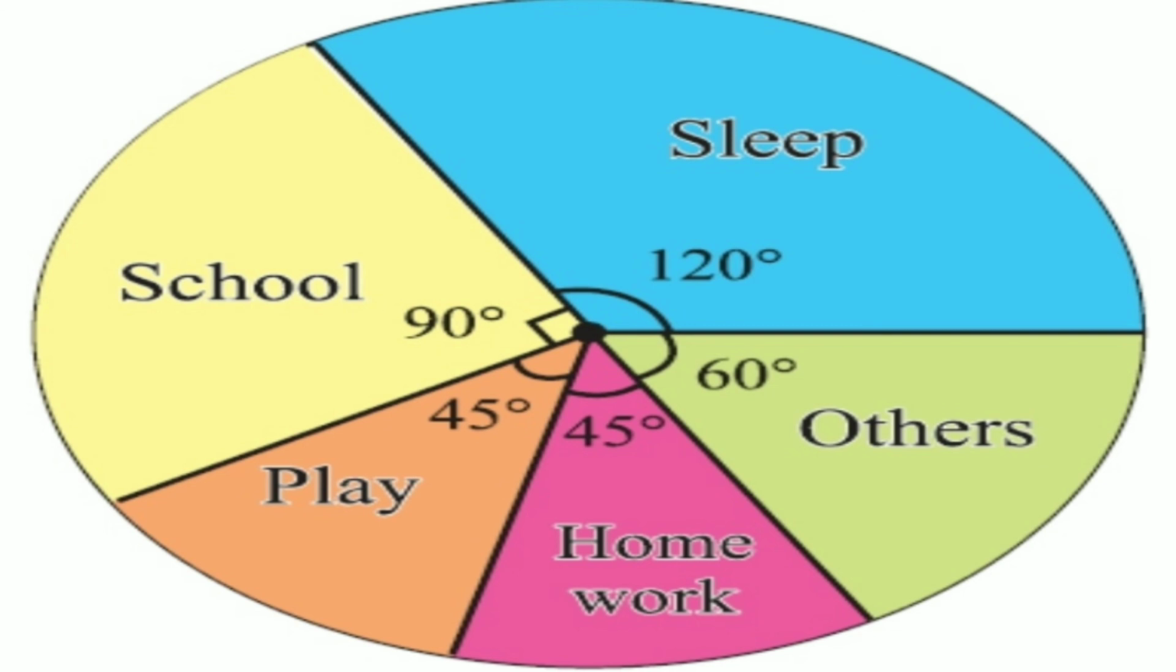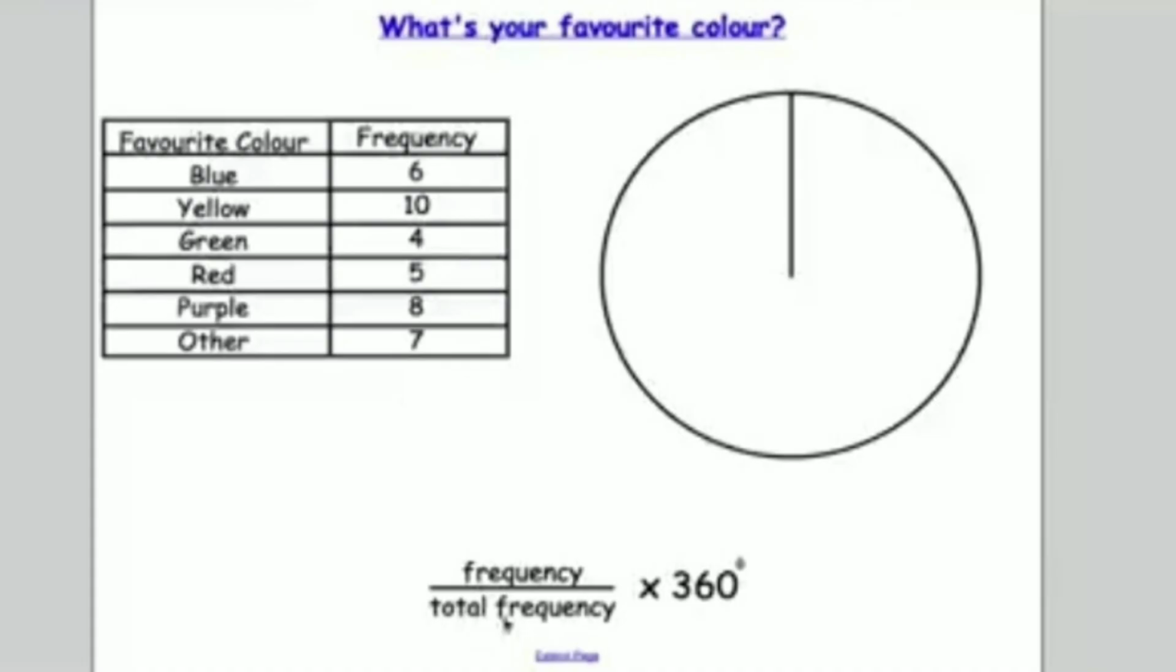Now we will study the pie chart. We already know that a circle makes 360 degrees at the center. For the given quantities, first add up the total frequency, then divide the particular frequency by the total frequency and multiply by 360 degrees to find each sector angle. First find each sector angle, then construct it using a protractor, or you can say a scale, to make the pie chart.